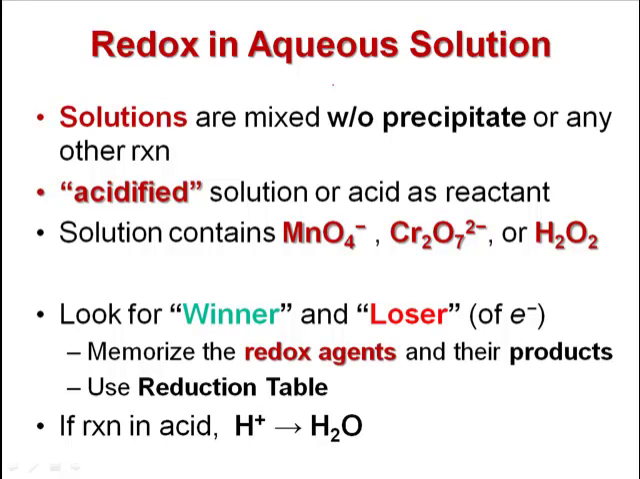What do you mean H plus goes to H2O? In the reaction, the hydrogens here tend to gain electrons to become water. So when it gains electrons, it becomes a stable molecule of water. That's why we could add water or hydrogens to the respective sides of the equation when we balance it. So if it's acidified, we can do this. If it's not acidified, we just have to watch out for the last steps. So this is one thing that always can happen in acidified solution.